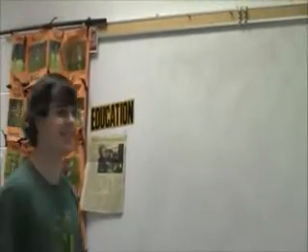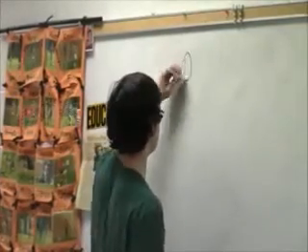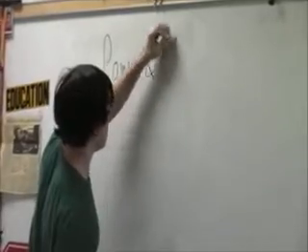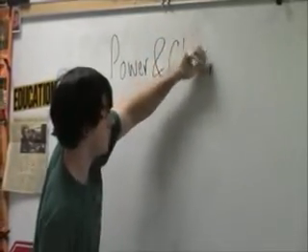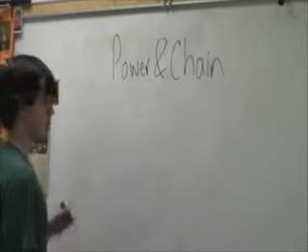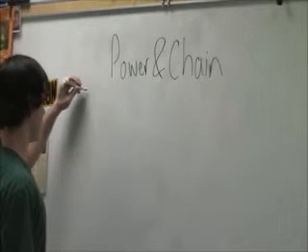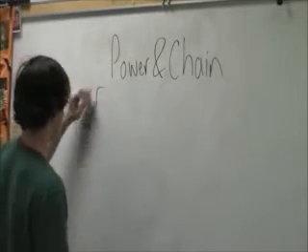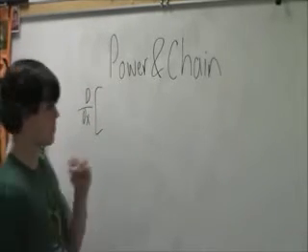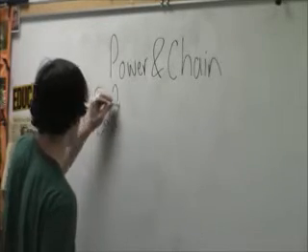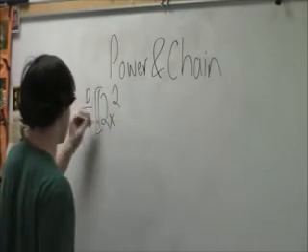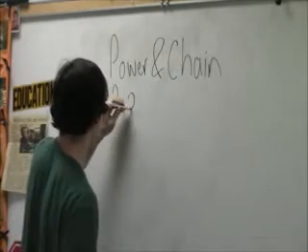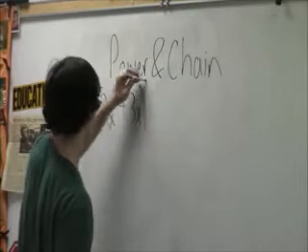Alright, this time we're going to do a combination of power rule and chain rule. Alright, so here we'll have a problem d over dx of (2x squared plus 3x), all raised to the fifth.